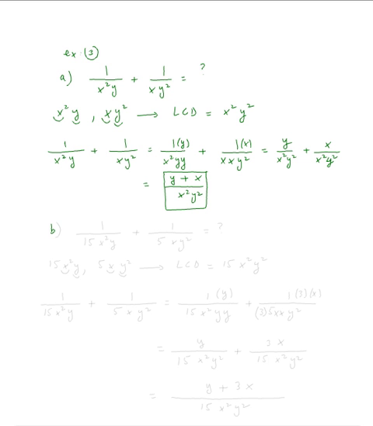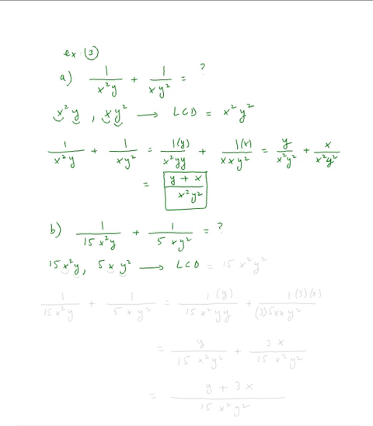Now for part B, let's assume we have instead of x squared y in the bottom, we have 15 x squared y plus 1 over 5 x y squared. And we're trying to see what this is equal to. Now we need again to look for the least common denominator of 15x squared y and 5x y squared.